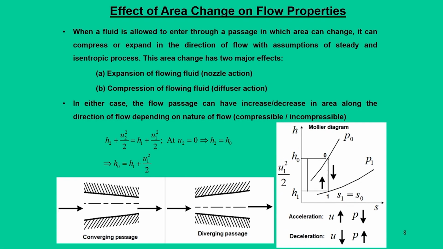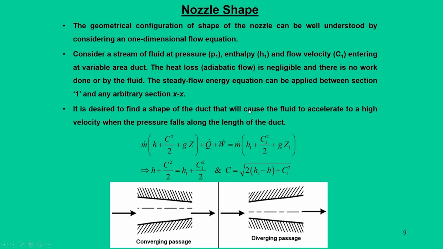Now, to summarize what we discussed: when a fluid is allowed to enter a passage in which the area can change, we can achieve compression or expansion of the fluid in the direction of the flow. If it is an expansion of the flowing fluid, then we call this nozzle action. If it is a compression of the flowing fluid, we call it diffuser action. Then let us try to understand what should be the shape of the nozzles.